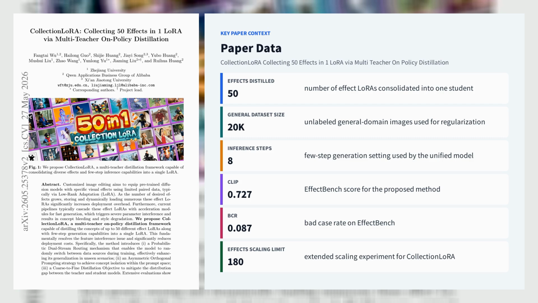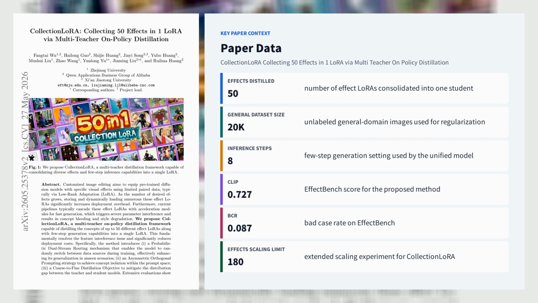On EffectBench, its 8-step unified model reaches CLIP 0.727, DreamSim 0.425, Edit Reward 1.052, VSA 4.380, and BCR 0.087, outperforming the 50-in-1 flow matching baseline and reducing deployment overhead to 0s routing latency, with 100% routing accuracy for 50 LoRAs.